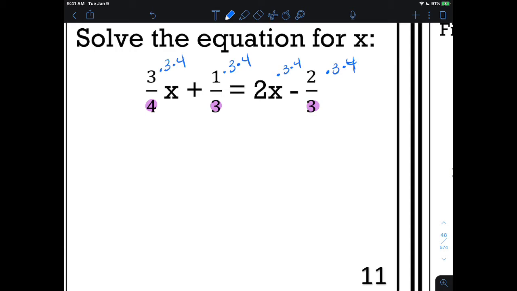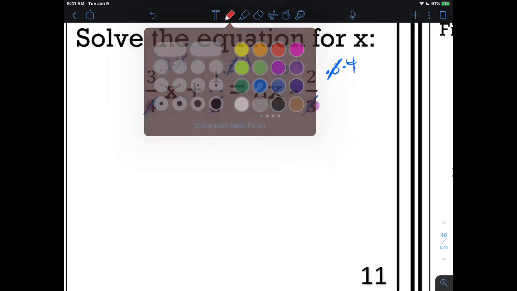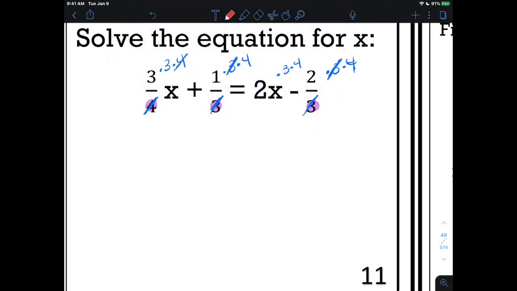And the reason for this is over here, my 4 will cancel. Over here, the 3 will cancel. And over here, the 3 will cancel. And so now I have 3 times x, 9x, 1 times 4, 4, 2 times 3 times 4, 24x, negative 2 times 4, negative 8. Okay, so I need to go ahead and get my x's together. I'm going to move this small one.